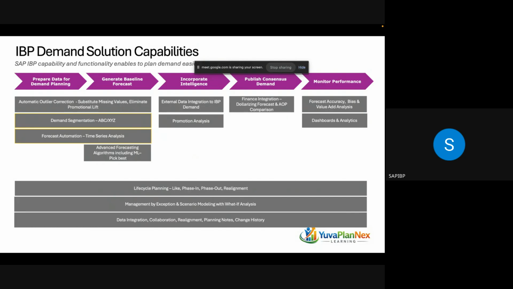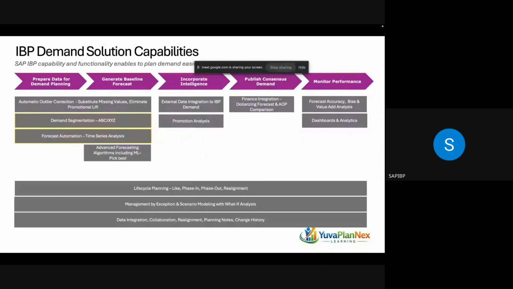in IBP for demand, as I mentioned, we have a lot of algorithms. There are 5 to 6 algorithms which handle the seasonal products. There are 4 to 5 models which will handle the products which have trend patterns. So now out of those 5 or 6, which one do I need to pick as best suited for my products, right? For that, it supports the best fit forecasting model as well. Okay.